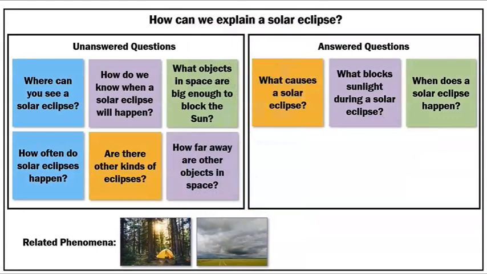Let's look at the questions in our unanswered questions section. What do we need to know to answer some of these questions? Do you think we need to learn more about eclipses and whether there are different kinds of eclipses? I agree. And I think we need to learn more about the moon's orbit around Earth and Earth's orbit around the sun.